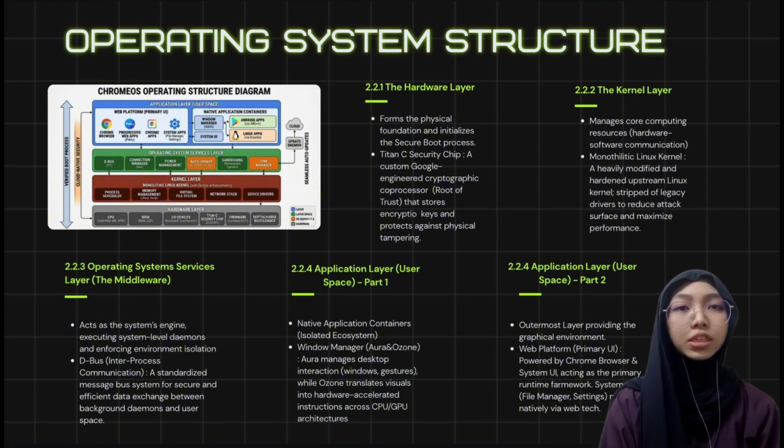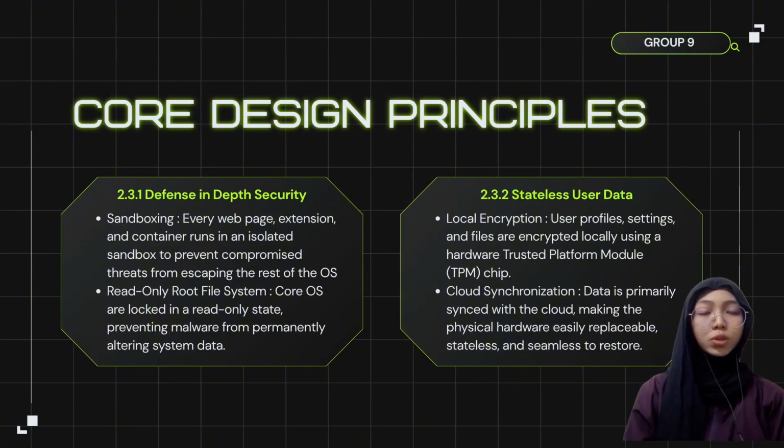And lastly is the application layer, which is user space. This is the top floor that users interact with. It runs the Android and Linux apps in isolated containers. The main interface is a web platform powered by Chrome, meaning even standard apps like Files and Settings run natively using web technology. This entire stack is wrapped in a verified boot process and gets seamless auto updates in the background to stay secure.